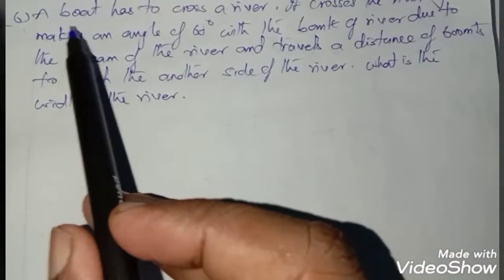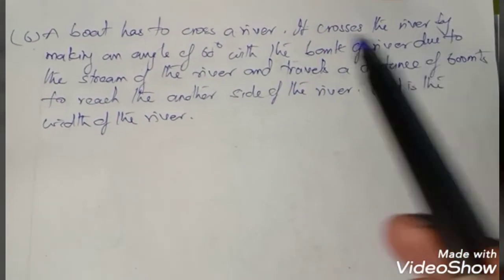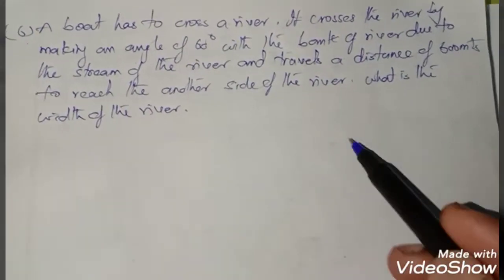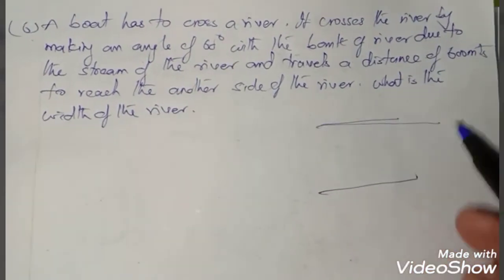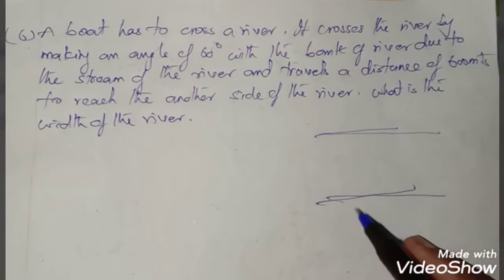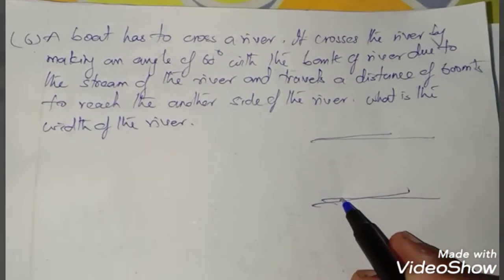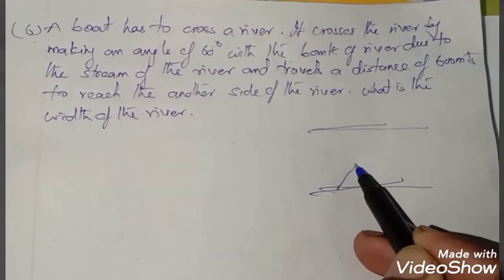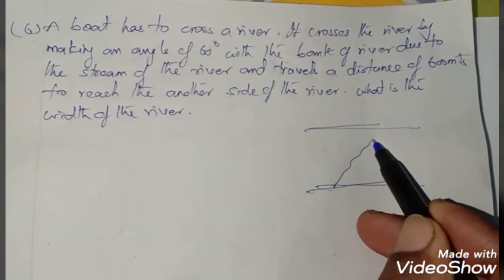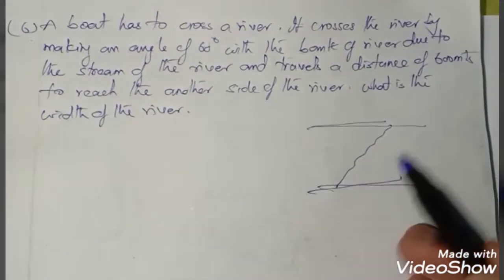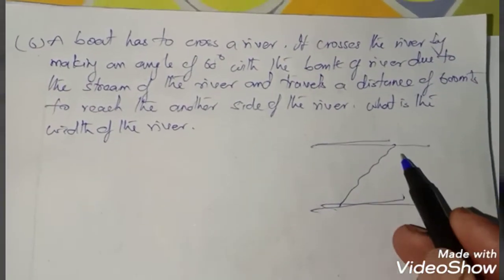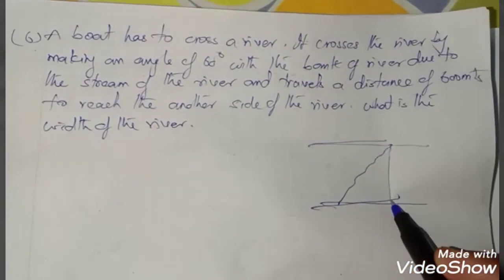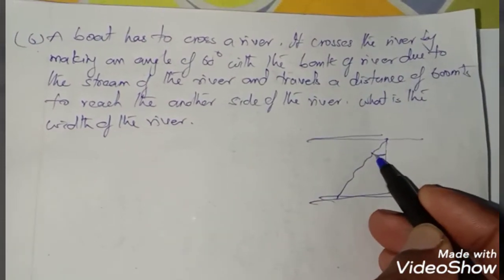Right. Next question is, a boat has to cross a river. It crosses the river by making an angle of 60 degrees. So here you have a river and that boat has to cross this river. Due to the stream, the boat is not able to move forward straight away, right? So it goes across, making an angle of 60 degrees.